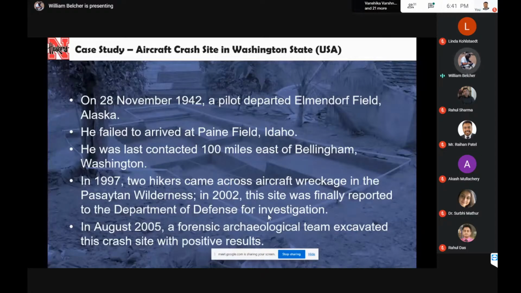the hikers were conducting illegal activities. What they were doing was stocking lakes with fish, which changes the environment. And so they didn't report it for several years.